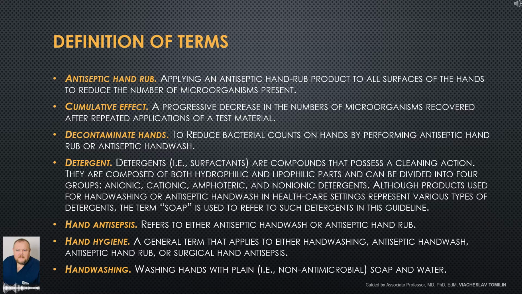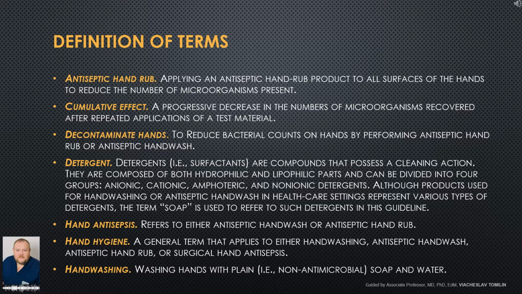Antiseptic hand rub. Applying an antiseptic hand rub product to all surfaces of the hands to reduce the number of microorganisms present. Cumulative effect. A progressive decrease in the numbers of microorganisms recovered after repeated applications of a test material. Decontaminate hands. To reduce bacterial counts on hands by performing antiseptic hand rub or antiseptic hand wash.